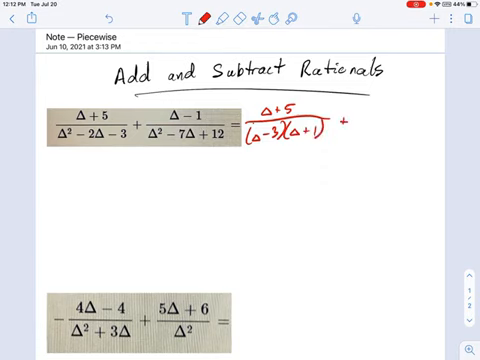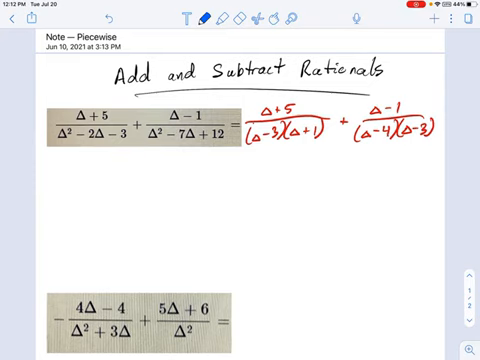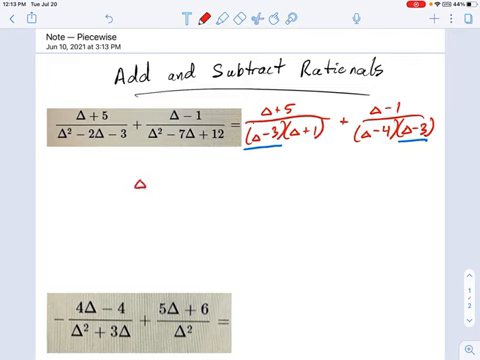Okay, and on the right side I have a delta minus 1 on top, and what is this? That looks like a delta minus 4 and a delta minus 3. Okay, so double check your factoring, make sure everything's good there. And if you notice, these denominators are not only uncommon, but each denominator is missing something that the other one has. So the delta minus 3 is common, but the one on the left is missing delta minus 4. The one on the right is missing delta plus 1.